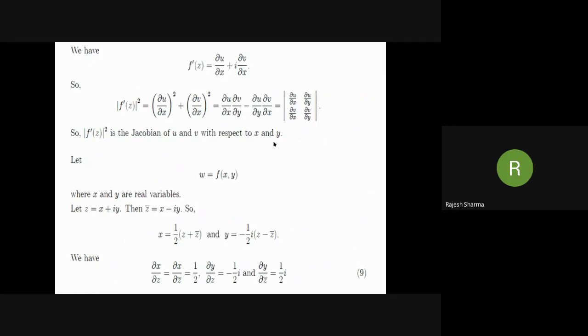It may also be noted here the following formal argument. Let w is equal to f(x,y), where x and y are real variables. Let z be the complex number x plus iota y and z conjugate be x minus iota y. So x is half (z plus z conjugate), y is minus 1 by 2 iota (z minus z conjugate). We have ∂x/∂z half and also ∂x/∂z bar half, ∂y/∂z minus half iota and ∂y/∂z conjugate half iota.